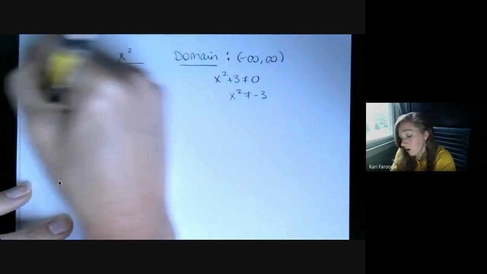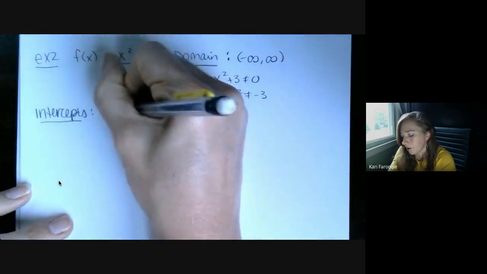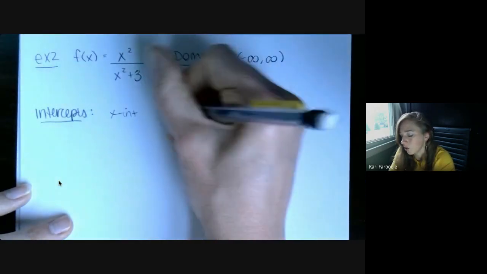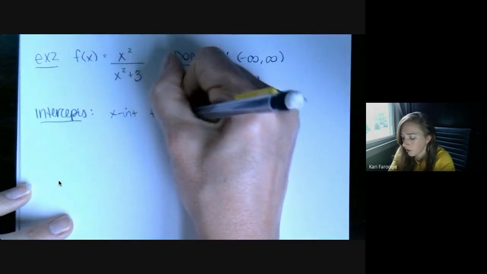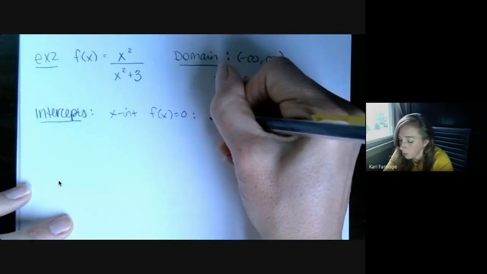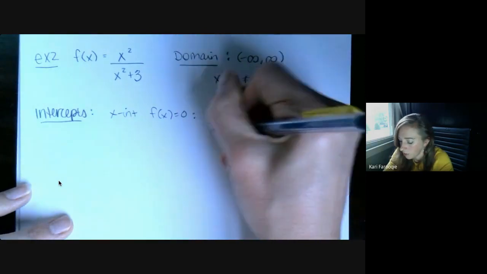Then we'll look at finding the intercepts. To find the x-intercept, we're going to let y equal 0. That means we're letting f of x equal 0. And that's going to happen when the numerator equals 0.